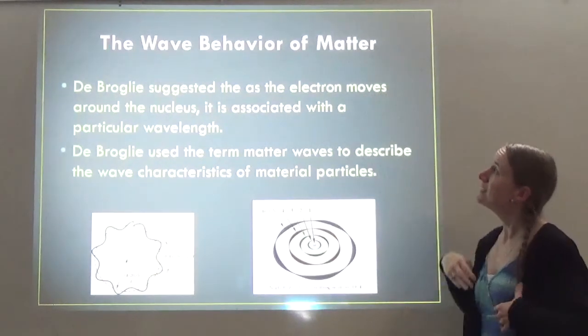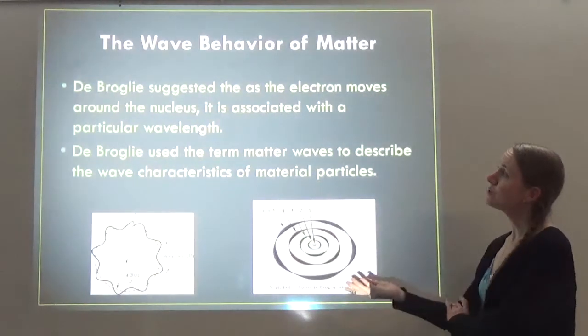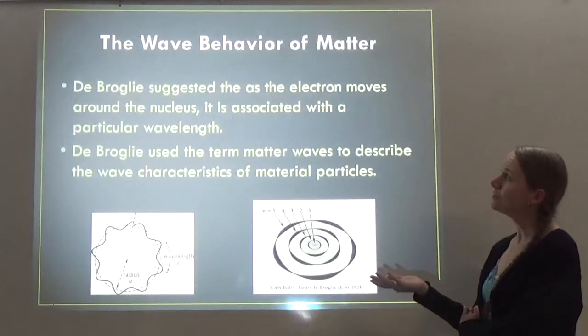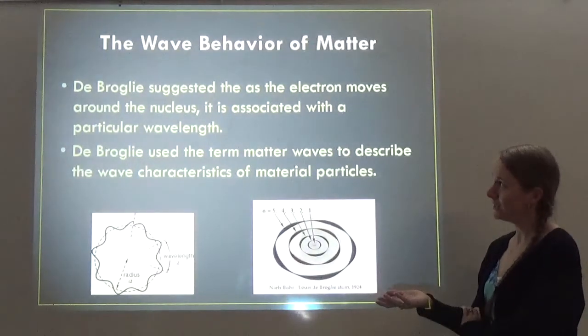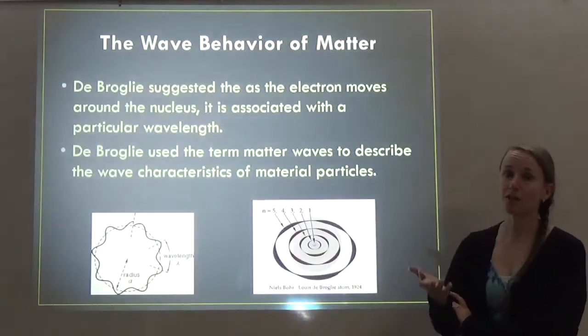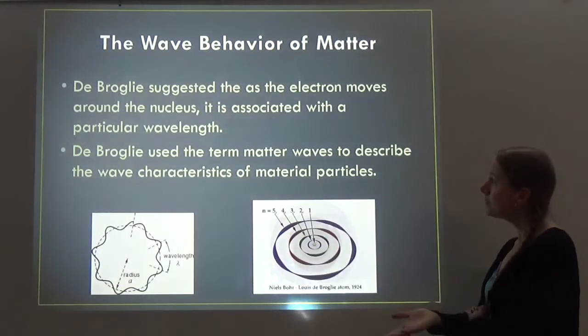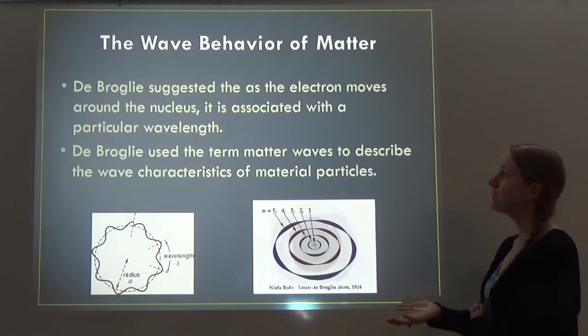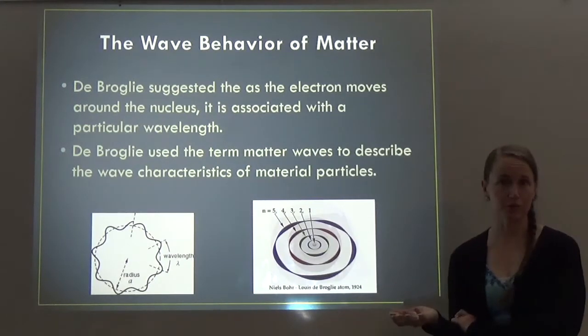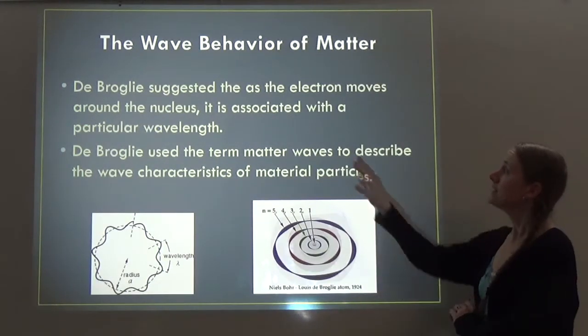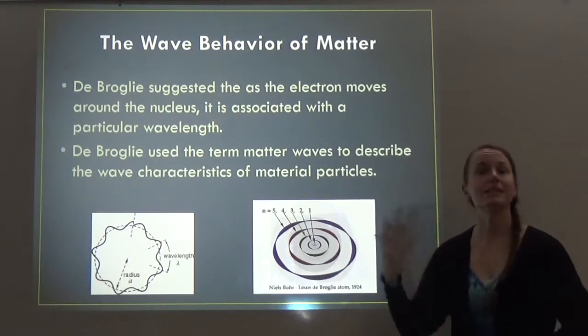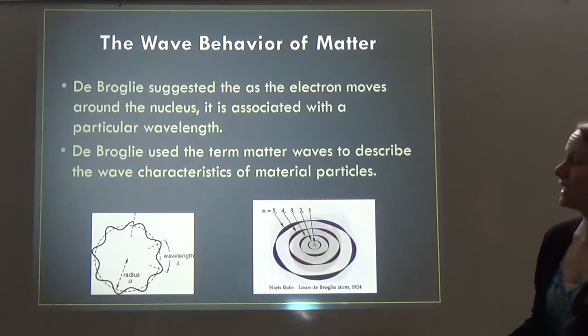So de Broglie suggested that as the electron moves around the nucleus, it is associated with a particular wavelength. So an electron is an actual particle. De Broglie used the term matter waves to describe the wave characteristics of material particles. So he's saying that it's a matter wave when it's an actual particle that's moving like a wave.